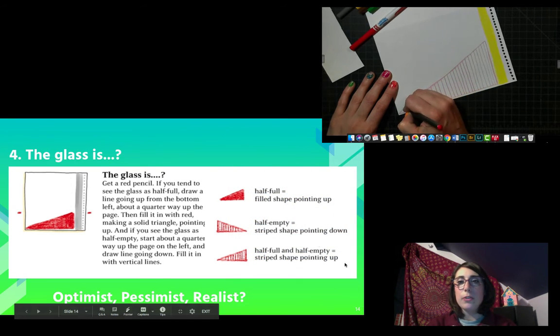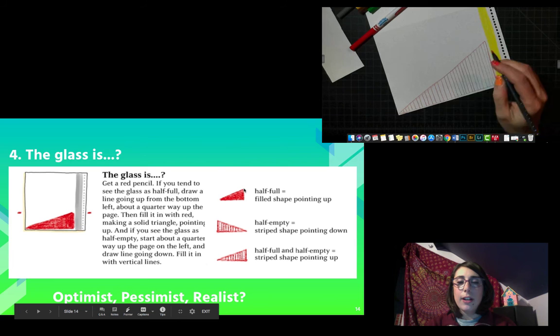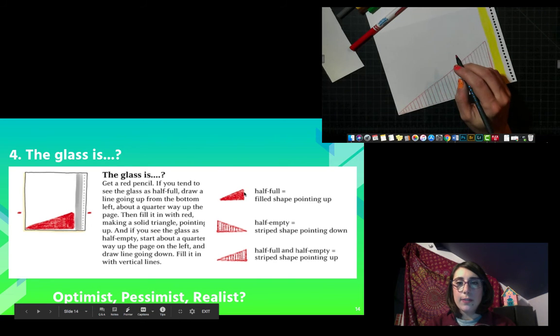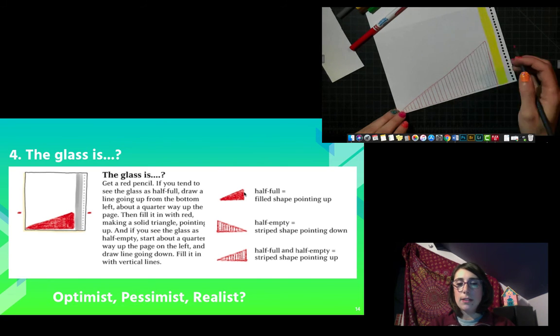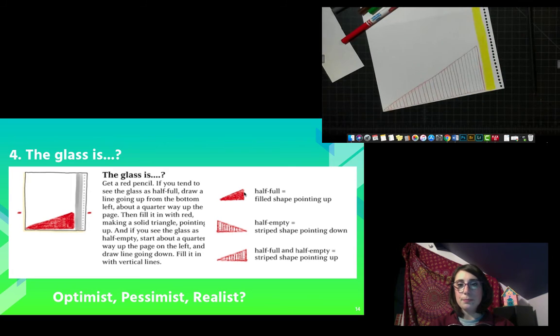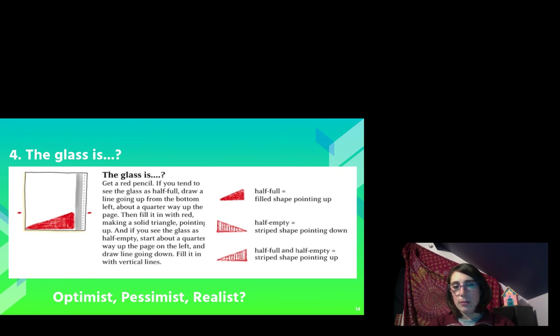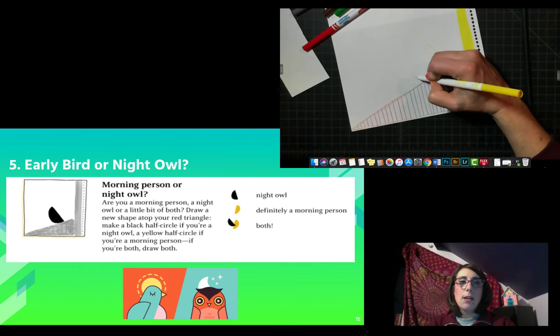Okay, so anyway, you would draw either a triangle, a red triangle that's filled, if you're an optimist, half empty with stripes, and if you're a realist, a triangle but facing the other way with the stripes.